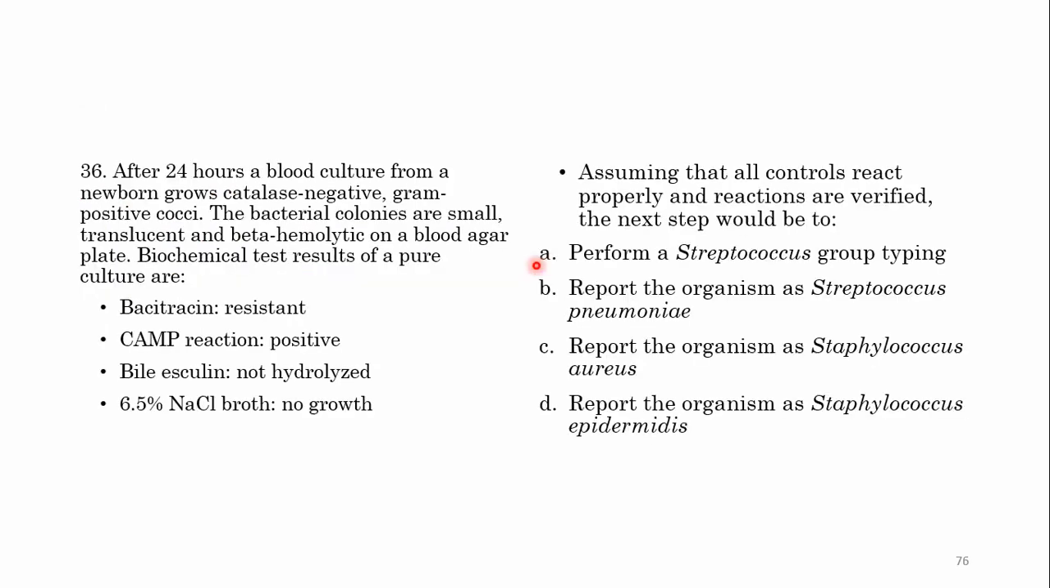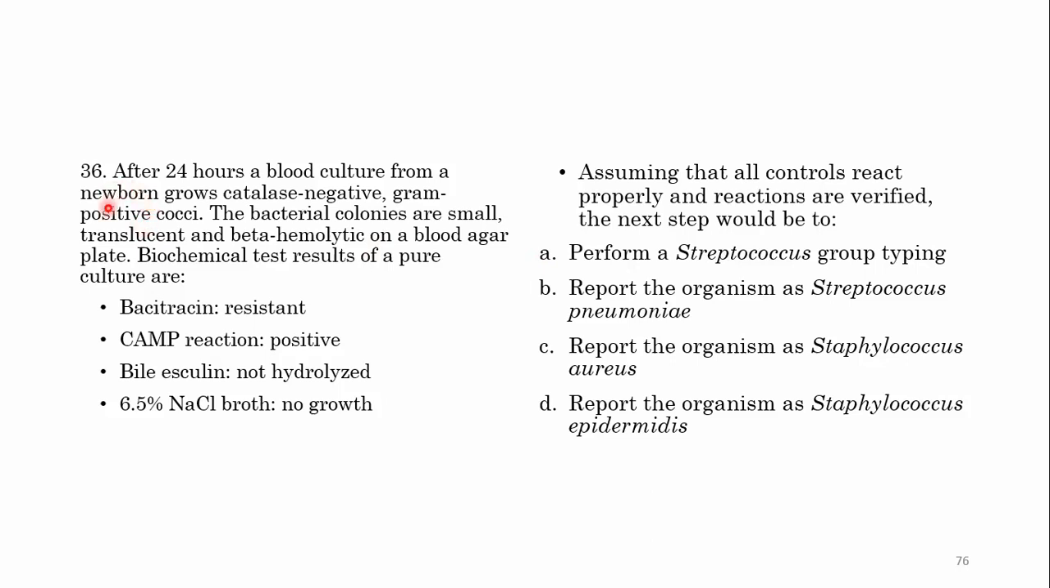Number 36, after 24 hours, a blood culture from a newborn grows catalase negative gram-positive cocci. The bacterial colonies are small, translucent, and beta-hemolytic on a blood agar plate. Biochemical test results of a pure culture are bacitracin resistant, CAMP reaction positive, bile esculin not hydrolyzed, 6.5% sodium chloride broth, no growth. Assuming that all controls react properly and reactions are verified, the next step would be to A, perform a Streptococcus group typing, B, just report the organism as Streptococcus pneumoniae, C, report the organism as Staphylococcus aureus, D, report the organism as Staphylococcus epidermidis.